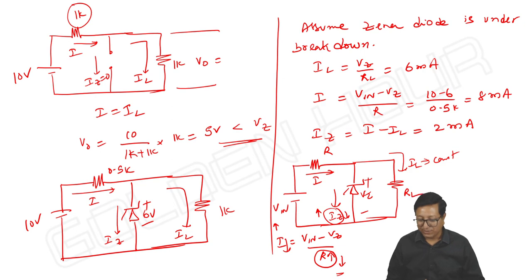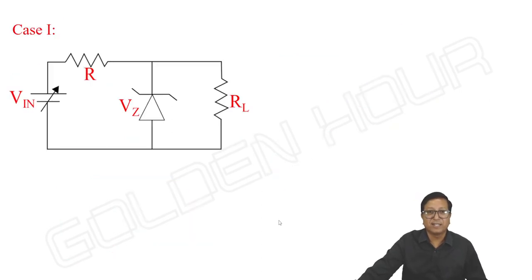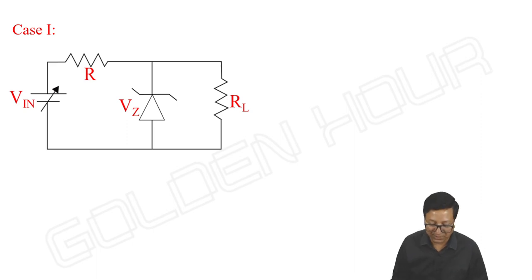Okay. So what we can understand is R is inversely proportional to I. Right. Anyway, Iz is inversely proportional to R. And Iz is proportional to I. And I is inversely proportional to R. No doubt about it.